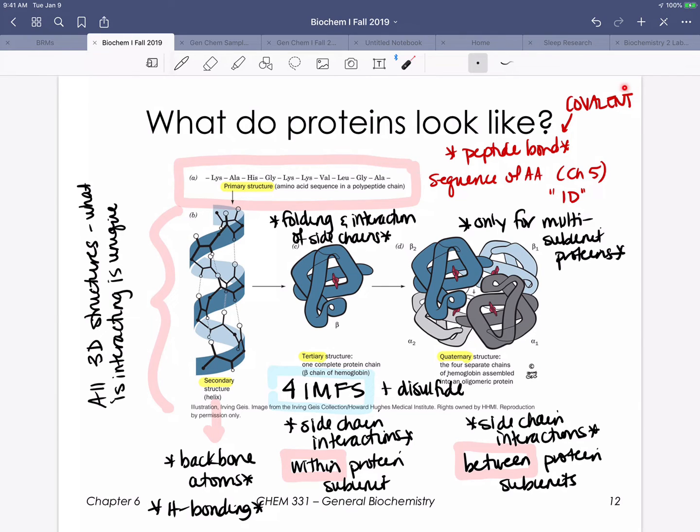I didn't highlight this. So what holds primary structure together? Primary structure is akin to saying the sequence of a protein, and that's the peptide bond. That's a covalent bond. When we talk about primary structure, we're really talking about the sequence of amino acids, which we talked about in chapter 5.